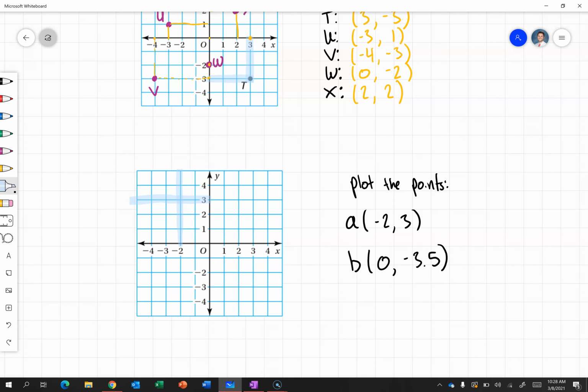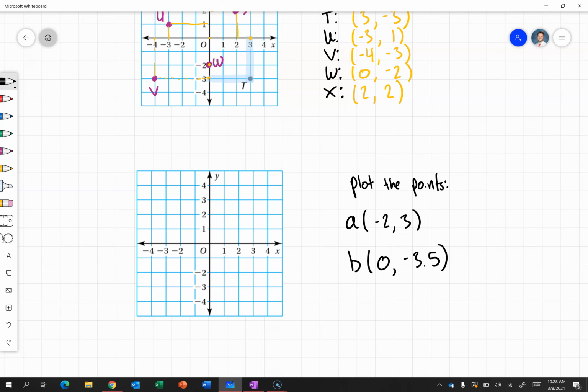I want to clarify that those little marks I made with my highlighter are not part of this point. That was just helping me find where it should go and showing you, okay, here's where negative 2 on the x-axis is, here's where positive 3 is on the y-axis. But I would simply make this point and call that point A. And I could erase the highlighter marks.